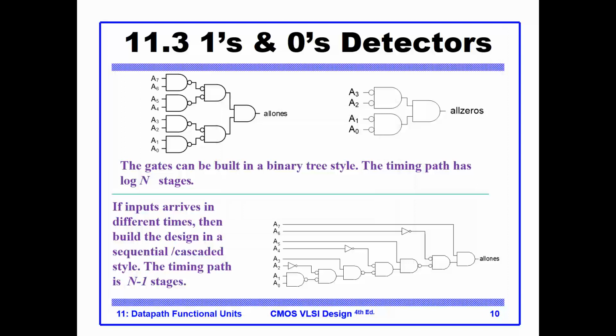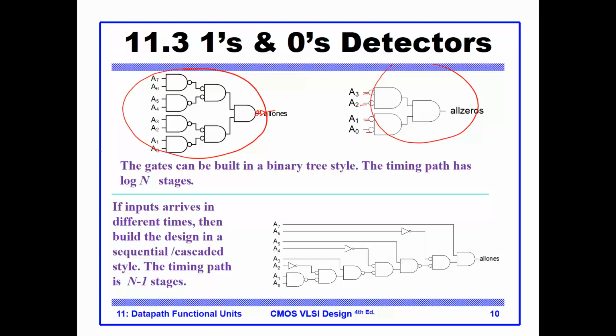Okay, so we see here that this is the one detect. Notice this is actually an AND followed by an inverter here. And how about all zeros? It's the same as all ones, but invert the inputs. See these bubbles? It's the same circuit.